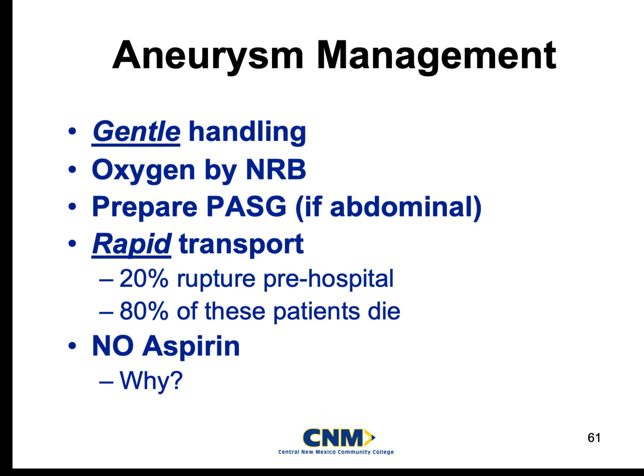But basically, the MAST trousers is basically a full body tourniquet. It can actually squeeze all the blood out of your extremities and start pushing it up towards your abdomen in order to keep all the blood in your core. It's a very interesting device. It was obviously developed by the military for people that had sustained severe life-threatening injuries.